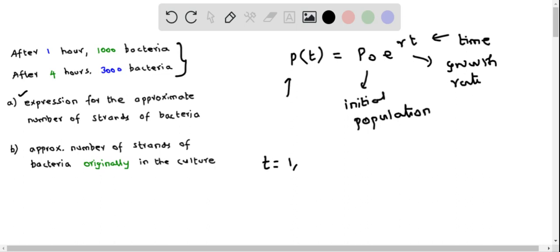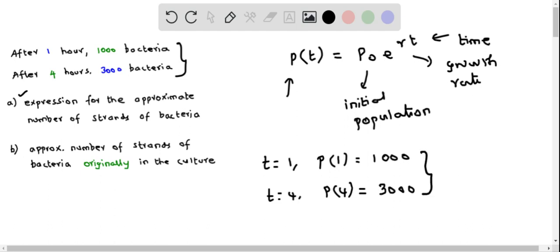When we use this model, we say that P of t, that is P of 1, equals the number of bacteria, which is 1000. And similarly after 4 hours, that is when T equals 4, which is represented as P of 4, the population is 3000. So using these two pieces of information, we are going to substitute into the model so that we can determine the values of P naught as well as R.